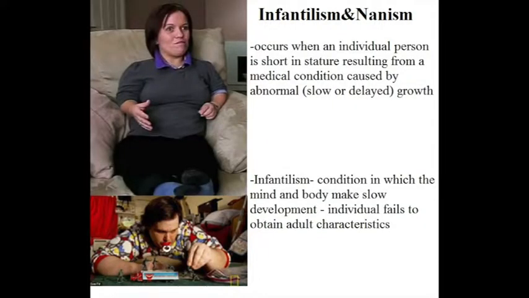There are conditions in which the patient looks younger, for example, mitral infantilism, angioplastic infantilism, cachexic infantilism, celiac infantilism, dysthyroidal infantilism, renal and hepatic infantilism, intestinal infantilism, pituitary infantilism. Infantilism is a condition in which the mind and body make slow development. The individual fails to obtain adult characteristics. Nanism occurs when an individual person is short in stature resulting from a medical condition caused by abnormal growth.